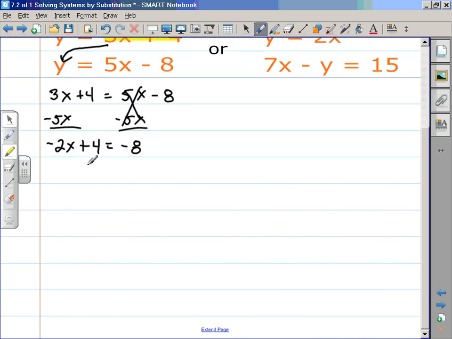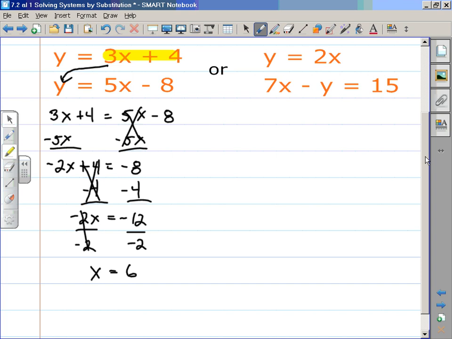I continue to solve this equation by subtracting 4 from each side. On the left-hand side, that gives us negative 2x is equal to negative 12. Negative 8 take away 4 is negative 12, and I continue to solve for x by dividing each side of this equation by negative 2, because that's the coefficient of the x. So that gives us x is equal to 6.